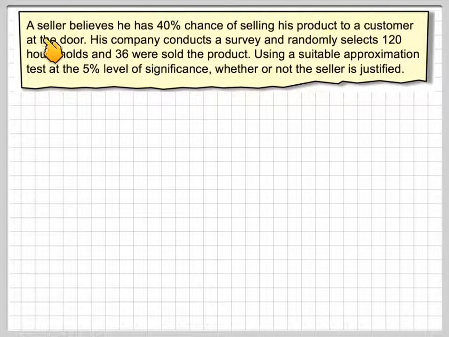So it says here, a seller believes he has a 40% chance of selling his product to a customer at the door. The company conducts a survey and randomly selects 120 households and 36 were sold the product. Using a suitable approximation, test at the 5% level of significance whether or not the seller is justified.